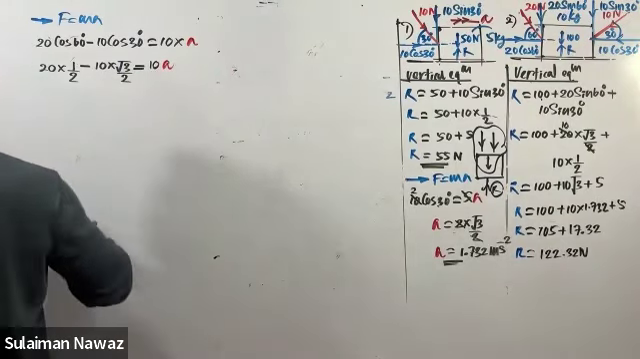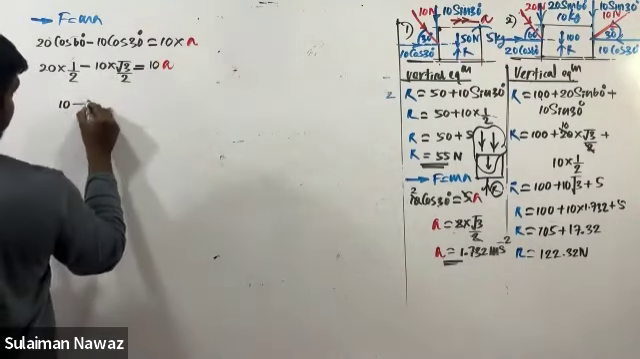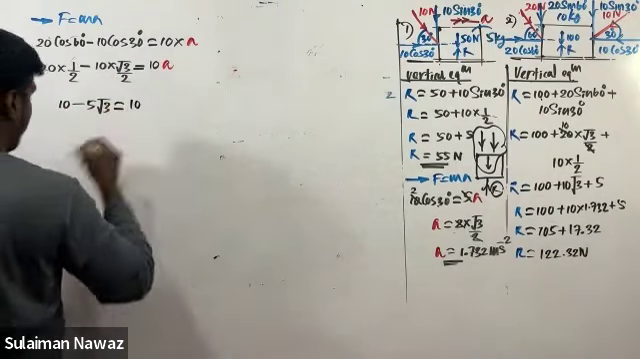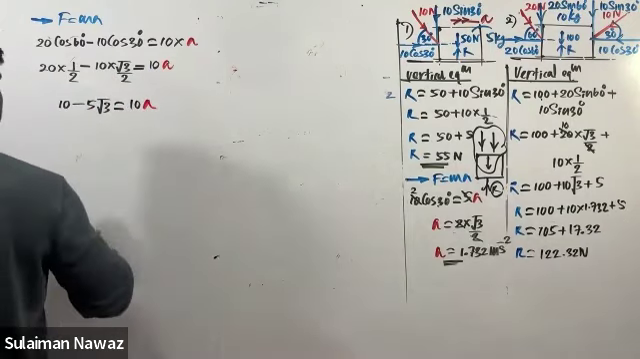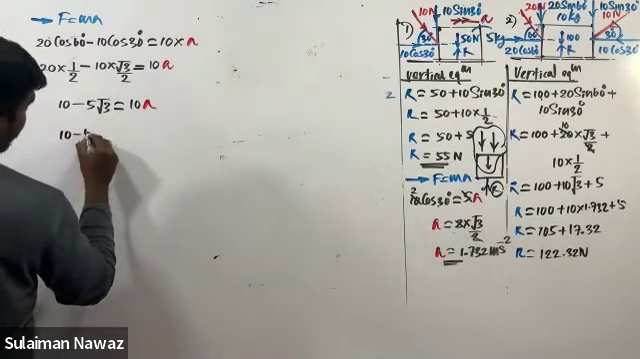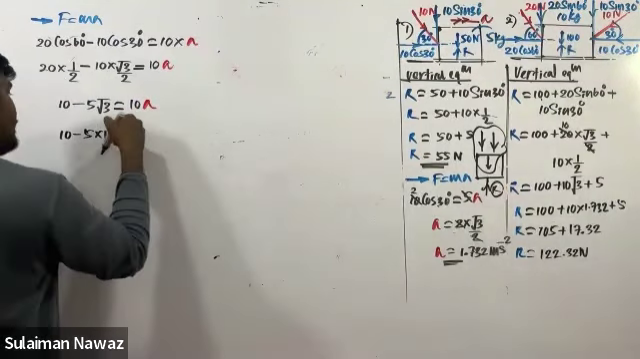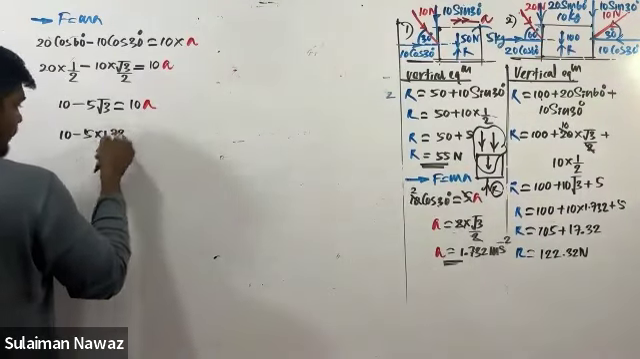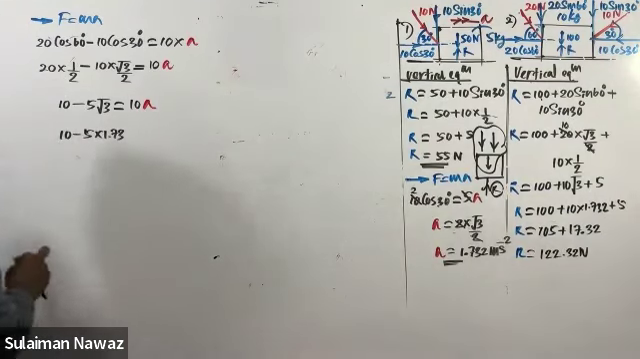Then I can say 20 over 2 means 10 minus 5 root 3, right? Then 10 minus 5 root 3 means how much? 5 root 3 means 1.73. We'll stop at 1.73. If you want, you can write down 1.732 and simplify, but we'll stop at 1.73.